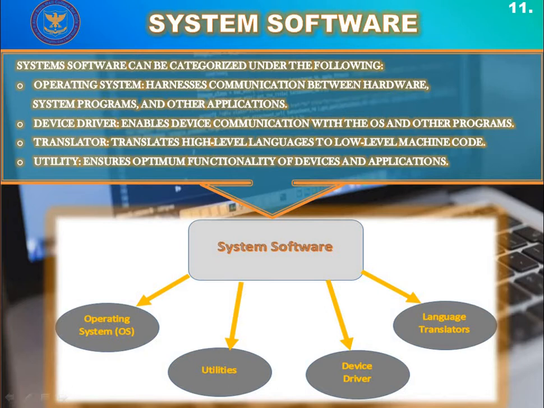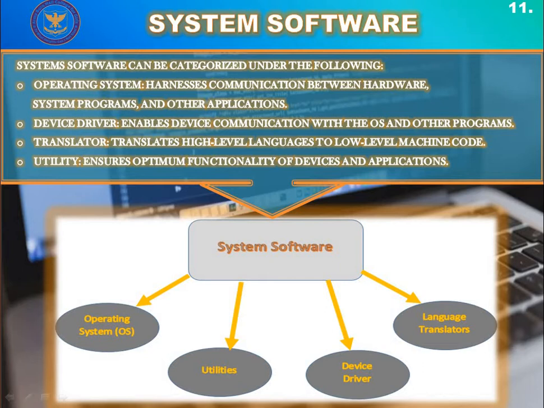So the system software is divided into further 4 types of software. These 4 types of system software are operating system, system utilities or utility programs, device driver, and the fourth type of system software is the language translator or the language processor. Operating system actually harnesses the communication between hardware, the software or programs and other application software, while the device driver enables device communication with the operating system and other programs.